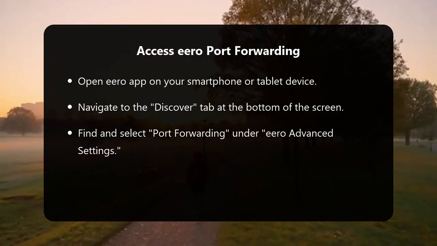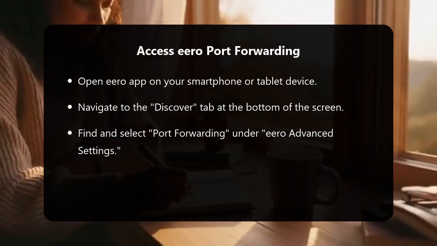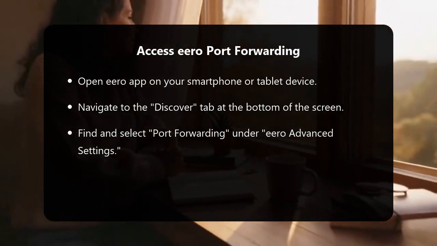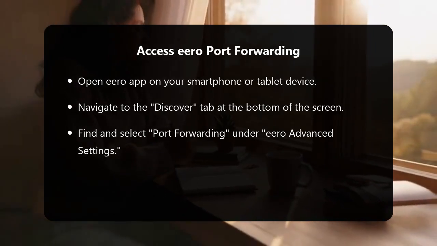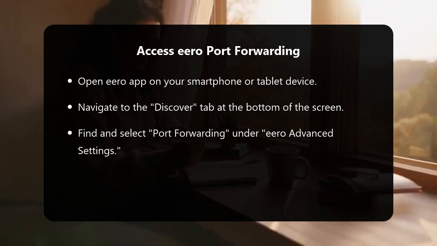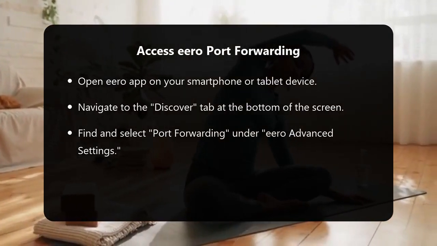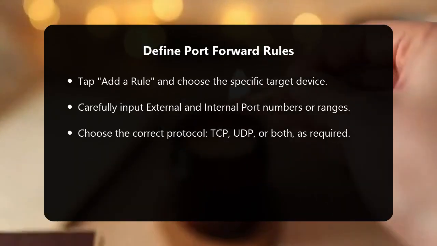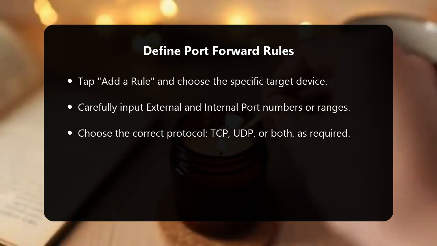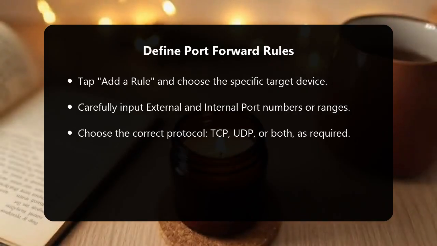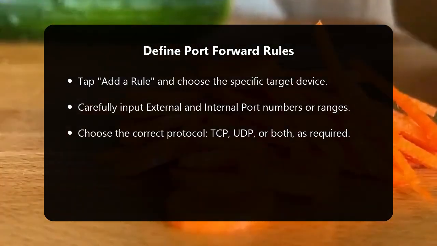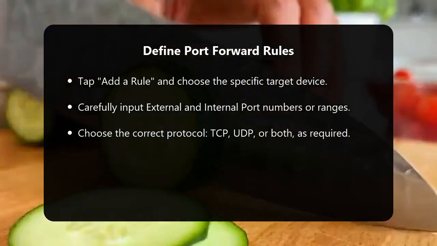You'll typically encounter fields for external port and internal port, along with an option to select the protocol. The external port is the port number that devices outside your network will use to connect to your eero. The internal port is the port number that your specific device on the local network is listening on. Often, these are the same, but they can differ if you need to map an external port to a different internal one. For example, you might want external port 8080 to map to internal port 80 on your web server.